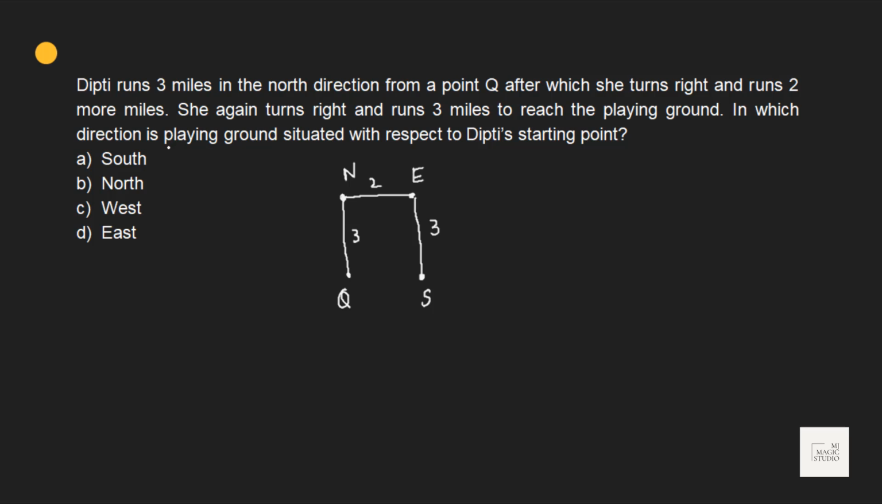In which direction is the playing ground situated with respect to Deepti's starting point? Since the reference is with the starting point, shall we have this main direction at the starting point Q? Where is S? S is towards West Bengal, that is east of the starting point. It is towards the east of the starting point.